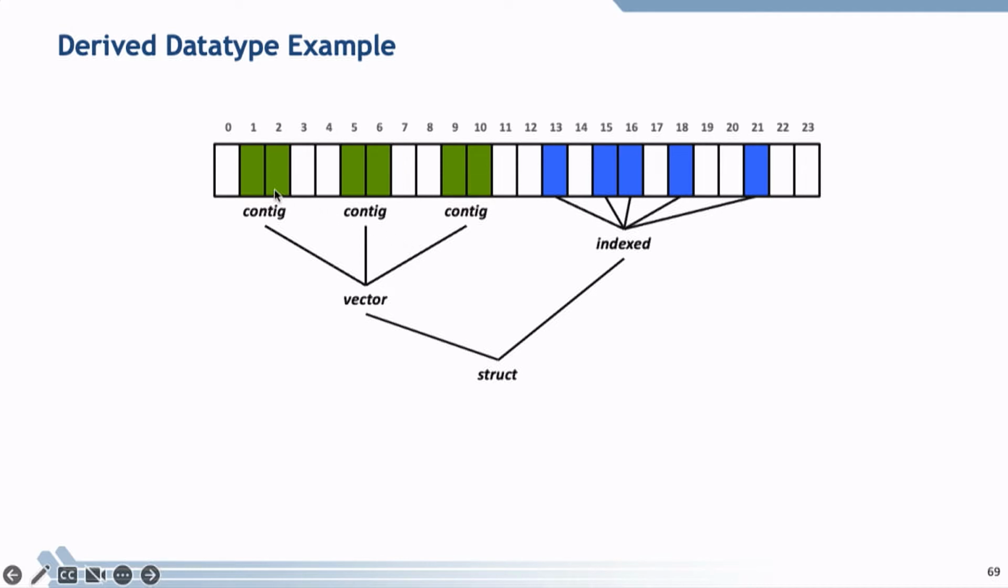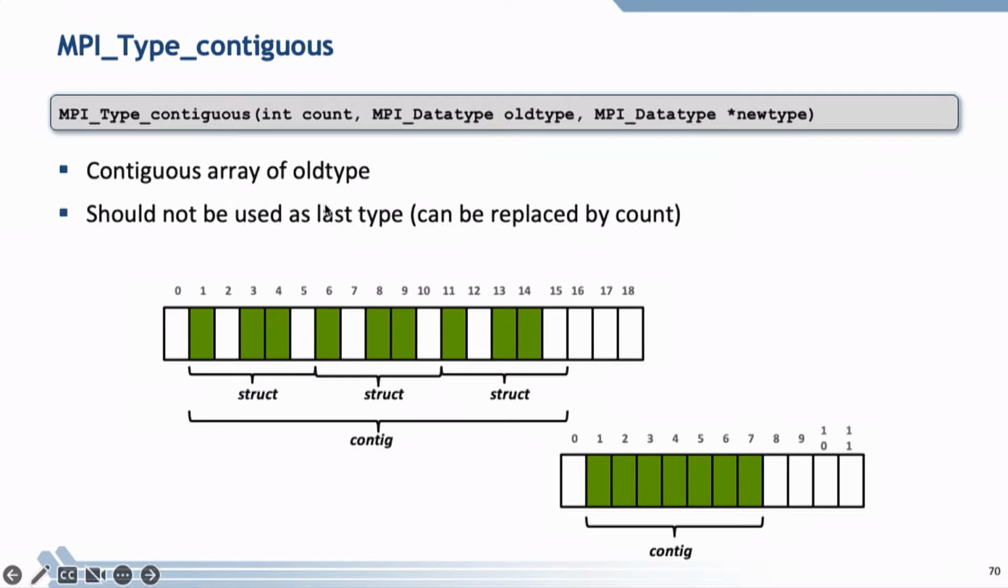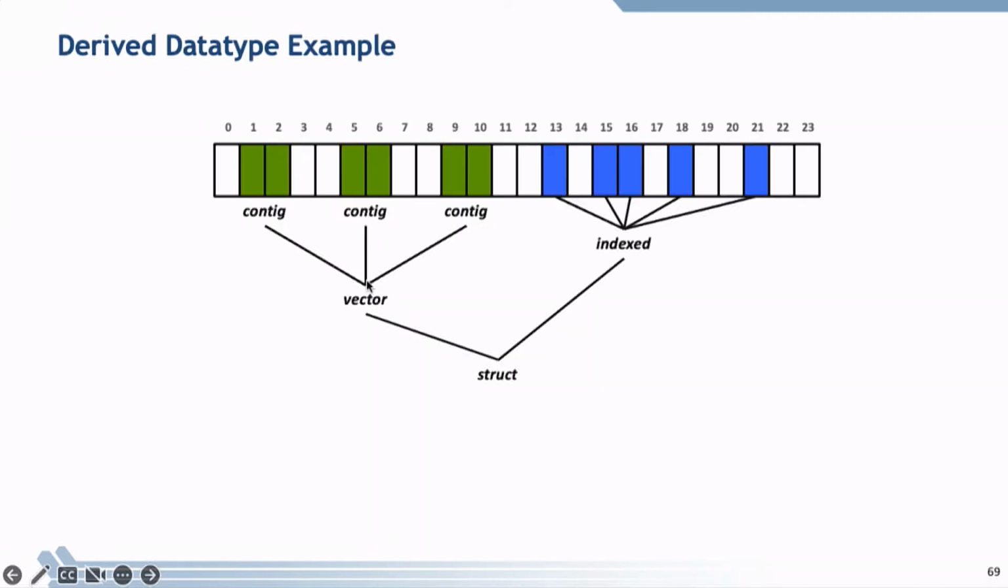In this case, we've got a buffer starting at 0 going to 24. You've got green data and you've got blue data, and imagine these to be different data types. So maybe the green data is integers and the blue data is floating points. I can define a contiguous data type of 2 integers, and then I want to define a vector of those contiguous integer data types. So the stride between each contiguous data type is then 2 of those types. That's how a vector works.